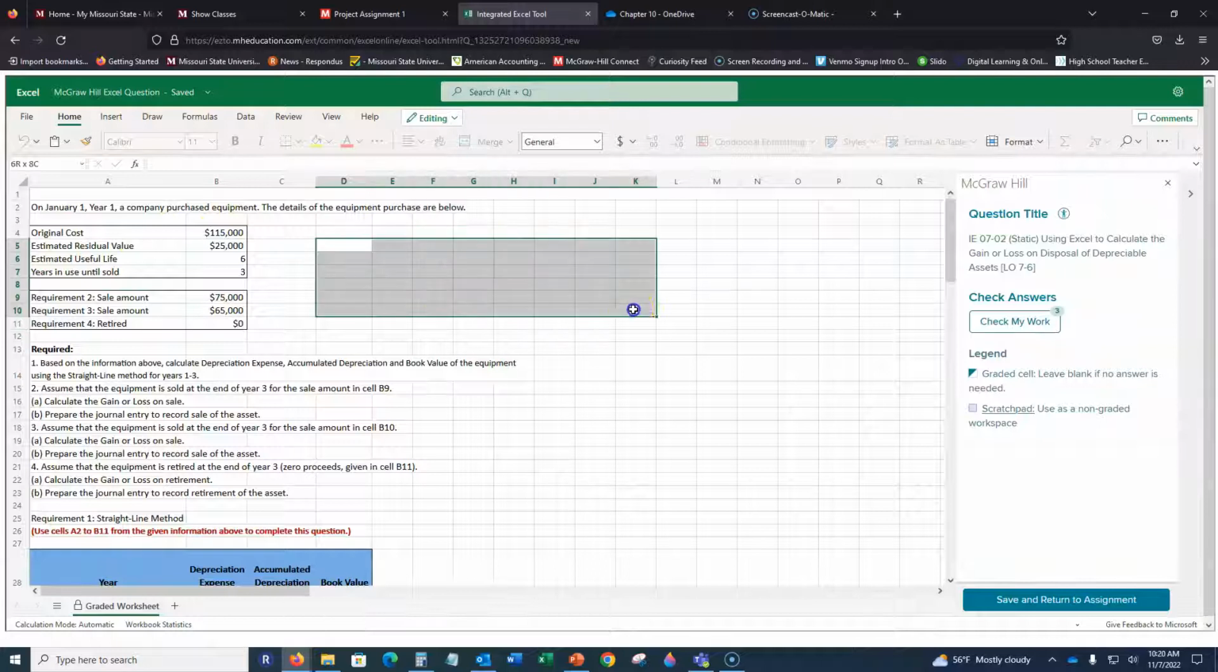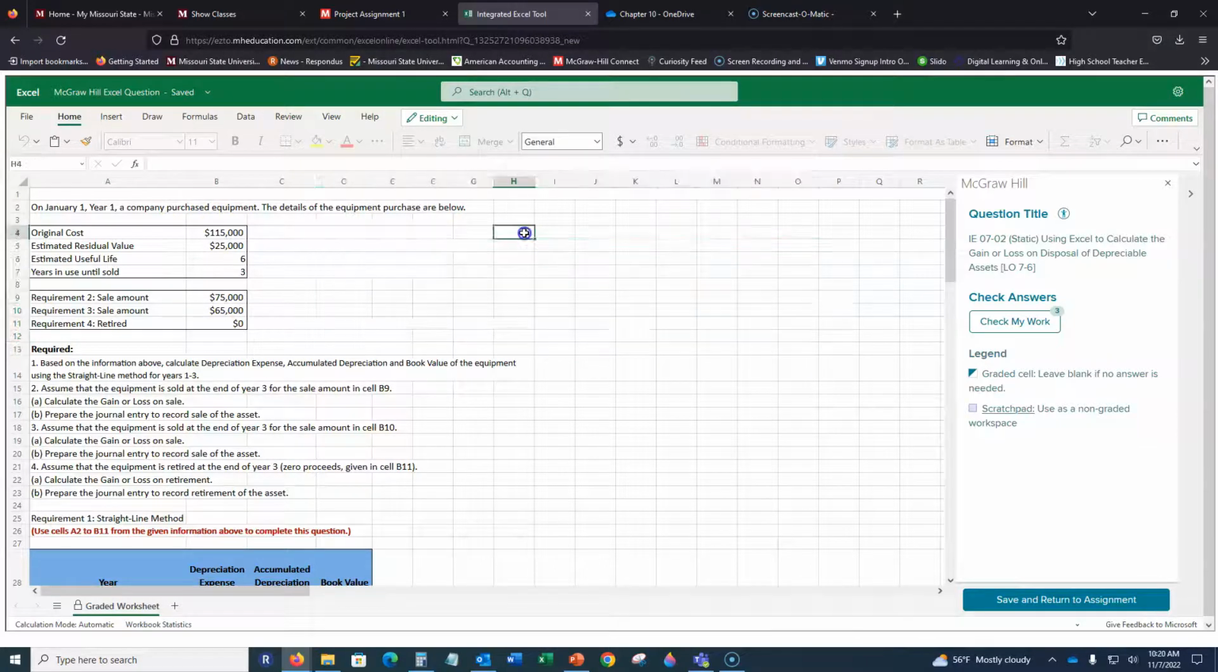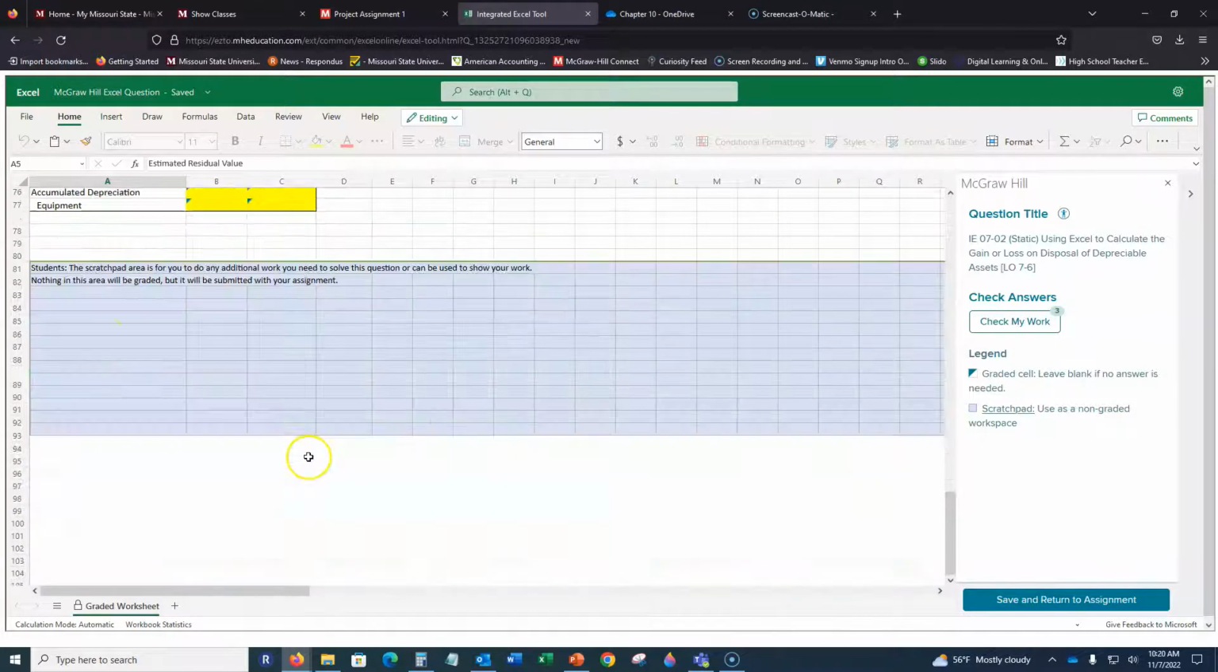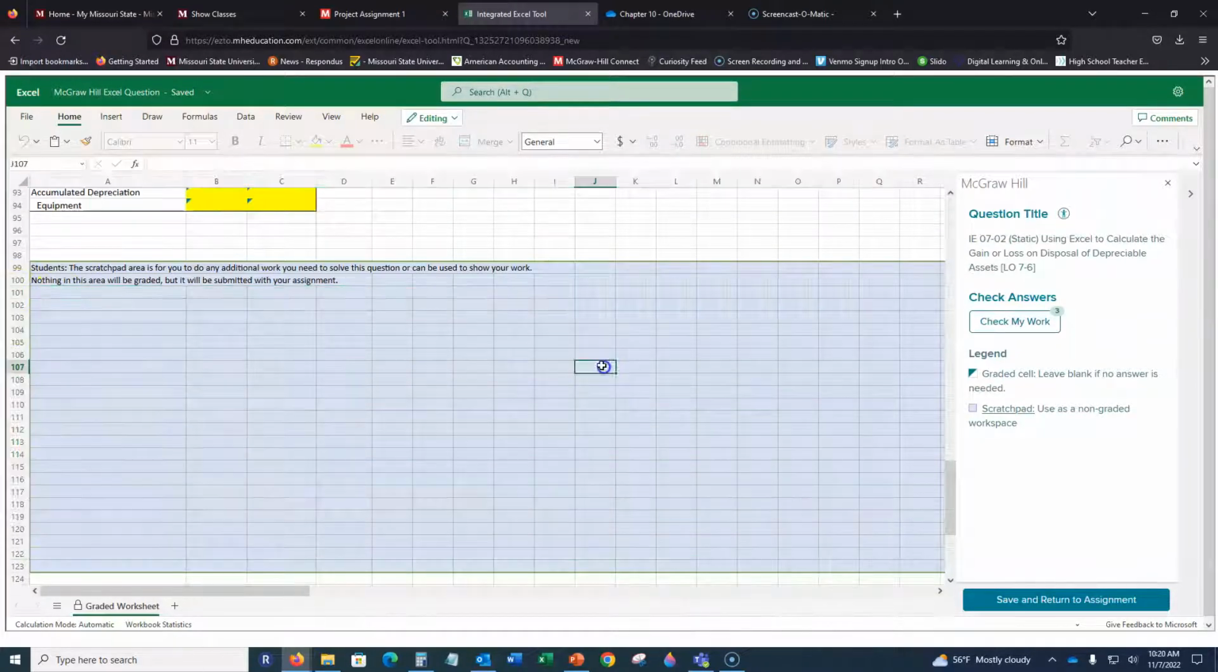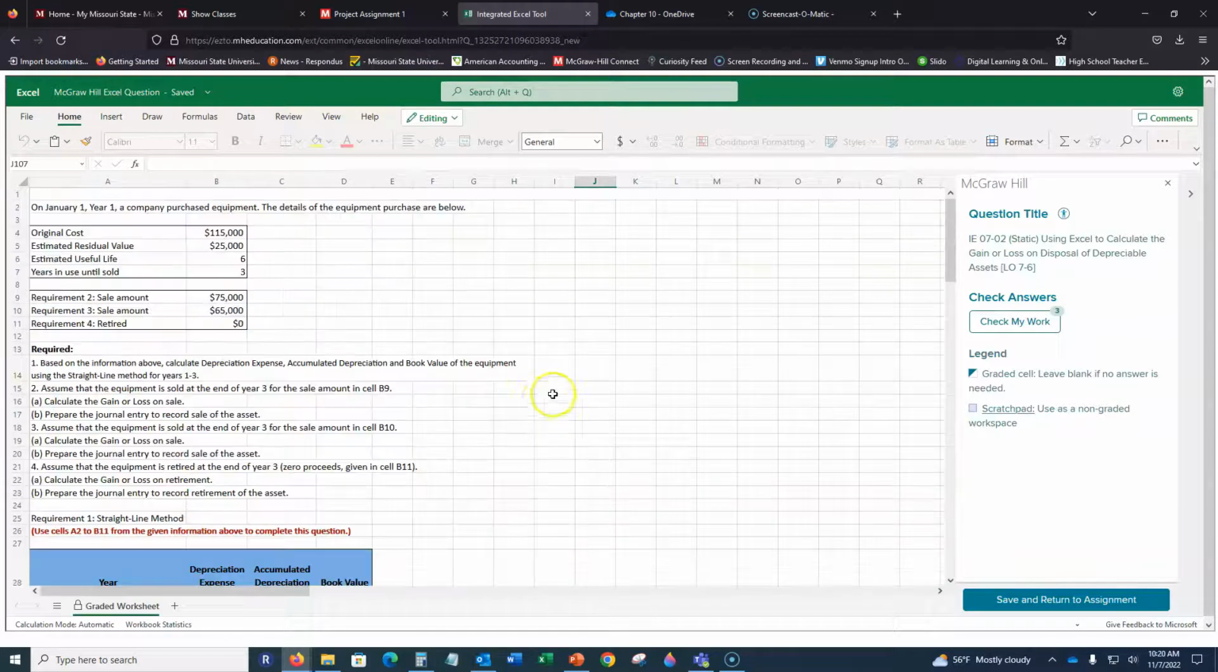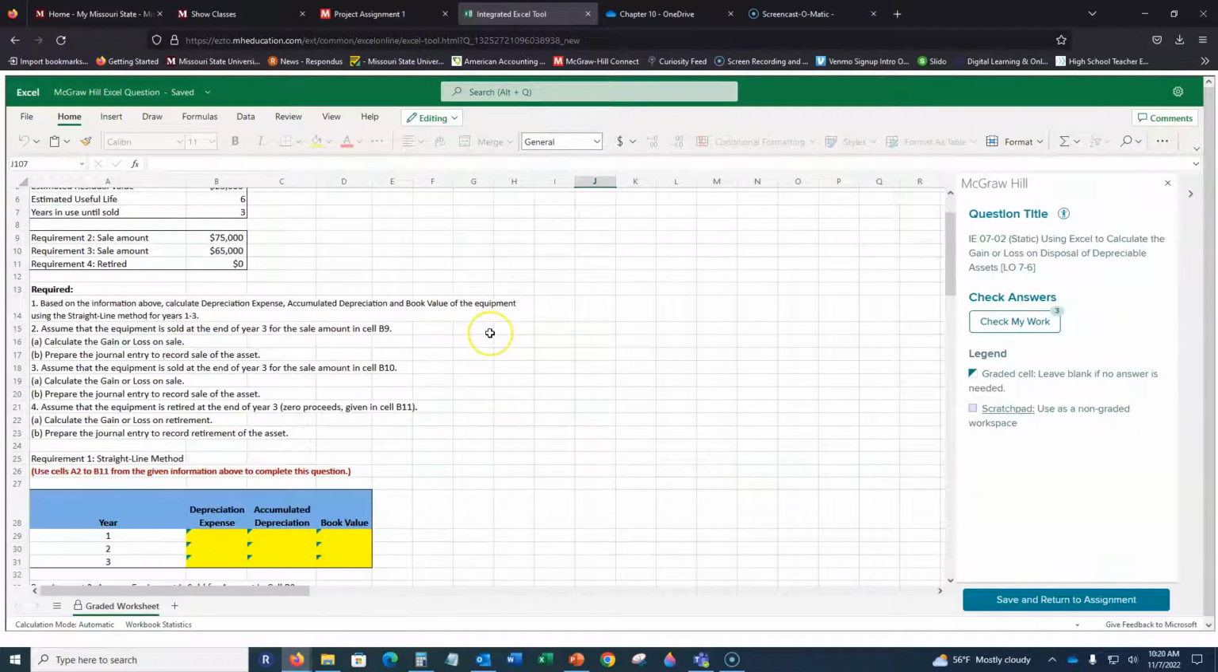Now you won't be able to type in any fields or cells that aren't highlighted in yellow for you, except down here you do have what they call a scratch pad, where you can kind of type whatever you want. But you shouldn't really need to use the scratch pad much at all.